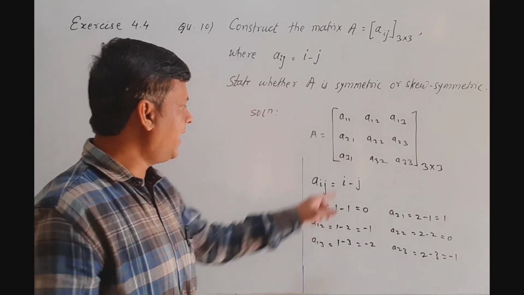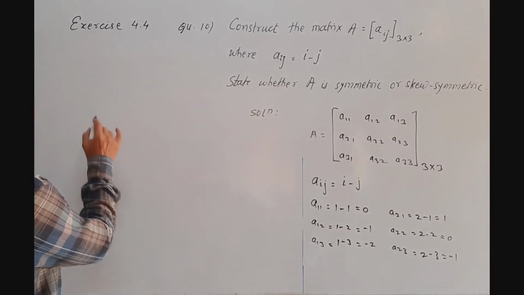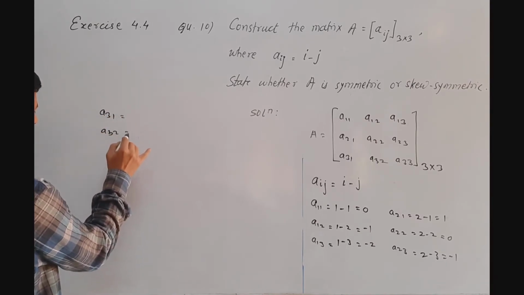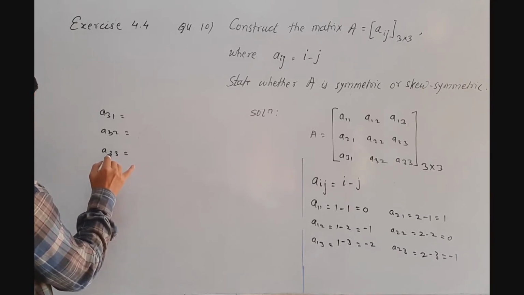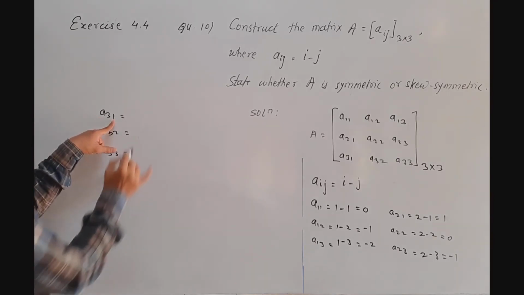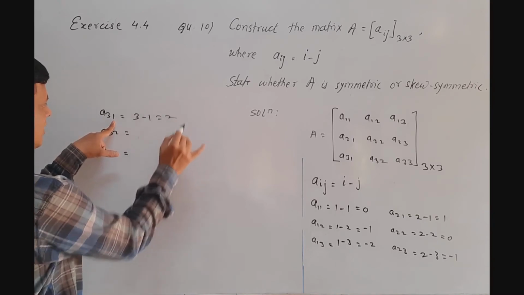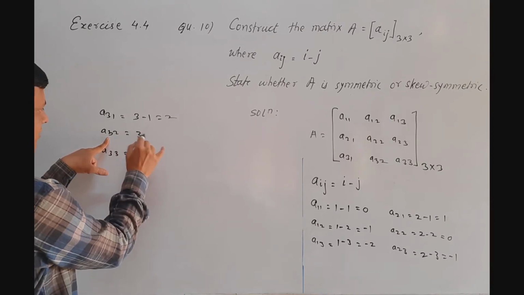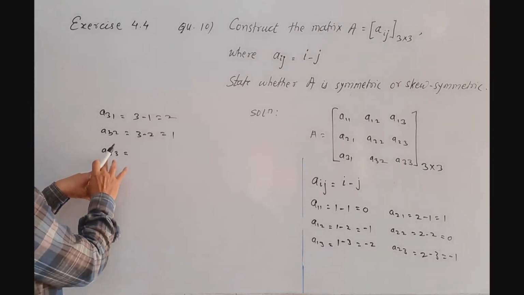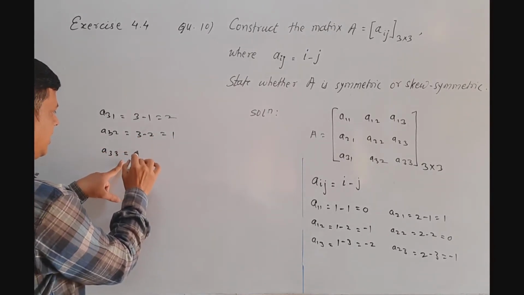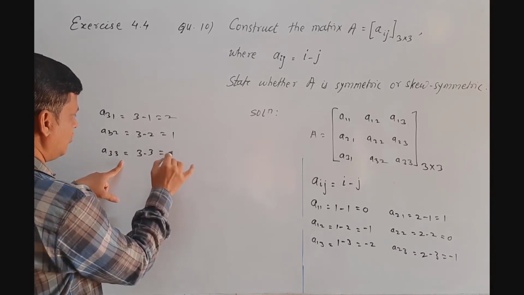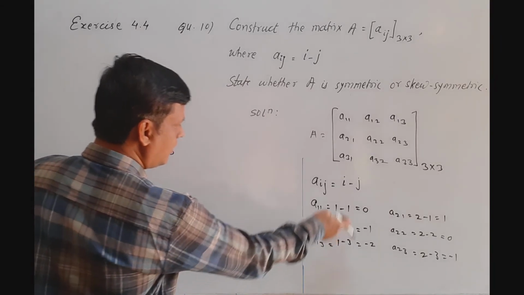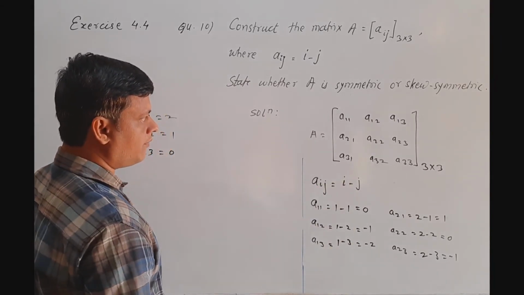Then next we find elements of the third row, that is the values of A31, then A32, then A33. So here i is 3, j is 1. So we write here 3 minus 1, which is equal to plus 2. Here i is 3, j is 2. So 3 minus 2, which is equal to 1. For the last element A33, here i is 3, j is 3. So here 3 minus 3, we get 0. Now we calculate the value of all the elements.